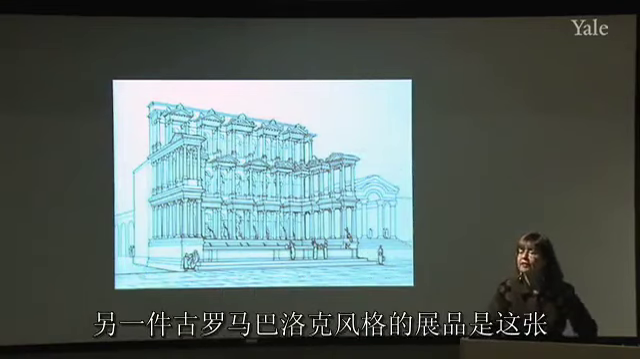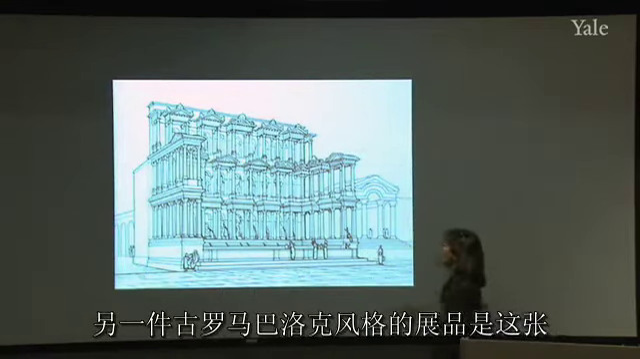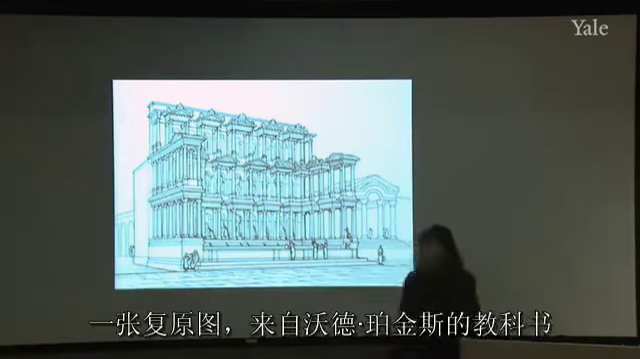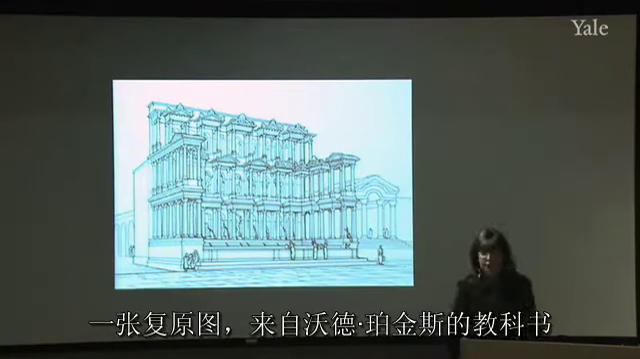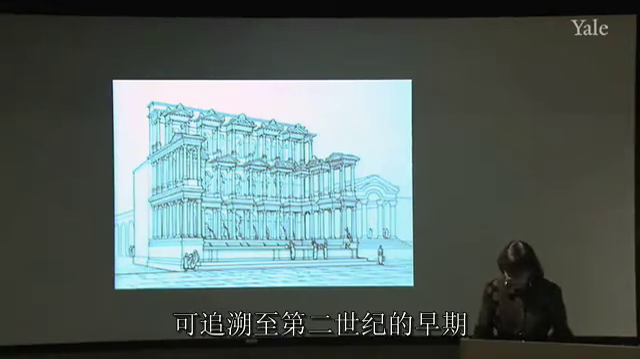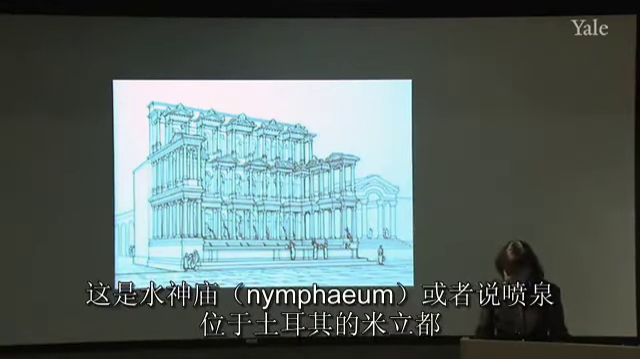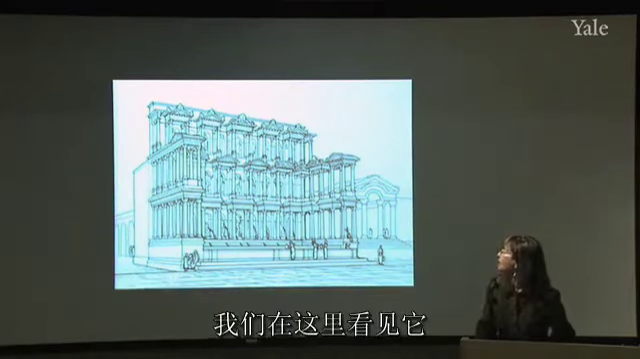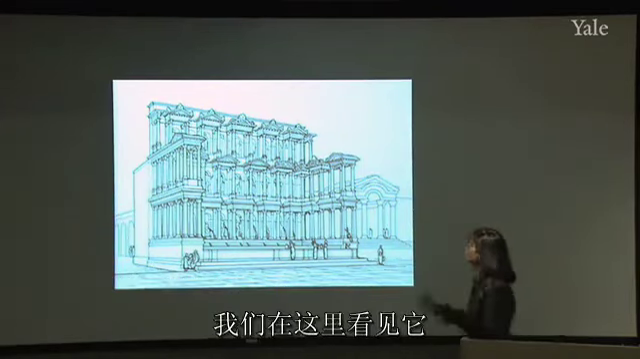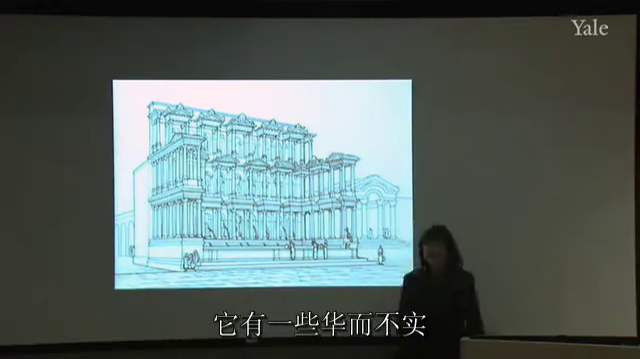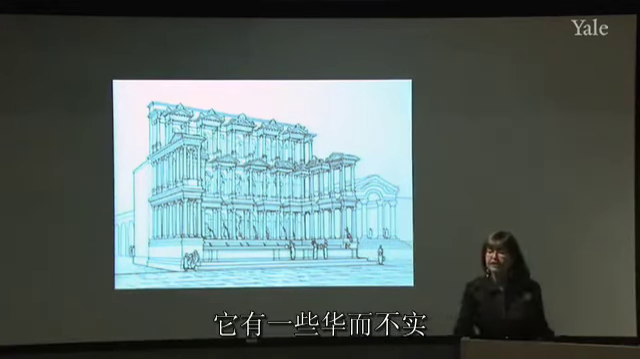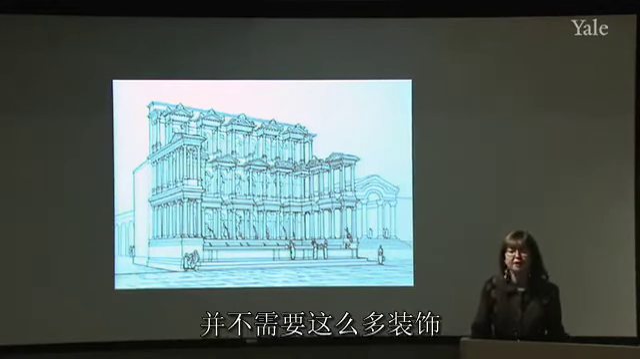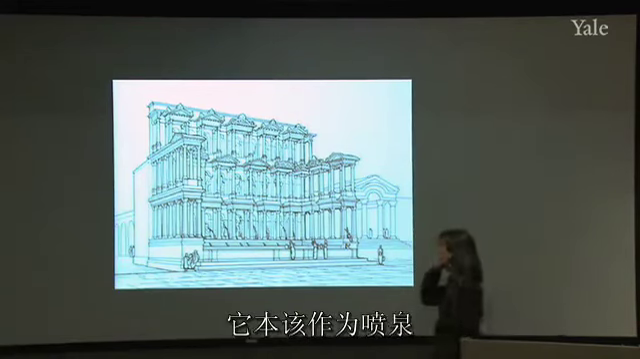Another showpiece done in the same ancient Roman Baroque style is the one that you see here in a restored view from the Ward Perkins textbook. It dates to the early 2nd century AD. It's a nymphaeum, or a fountain, located at Miletus in Turkey. We see it here. And it was also an extraordinary structure. It was much more ostentatious than it needed to be. It could get the job done with a lot less. Its purpose was to serve as a fountain.